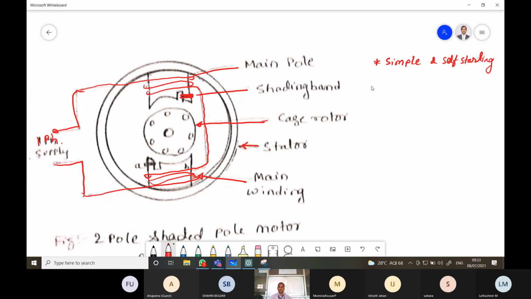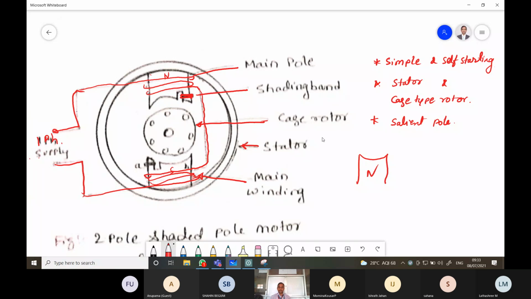The single phase induction motor also consists of a stator and a cage type rotor. The stator is made up of salient poles. Salient pole means a projecting pole. The poles are like this, so this is called the salient pole. One is an N pole and one is an S pole.